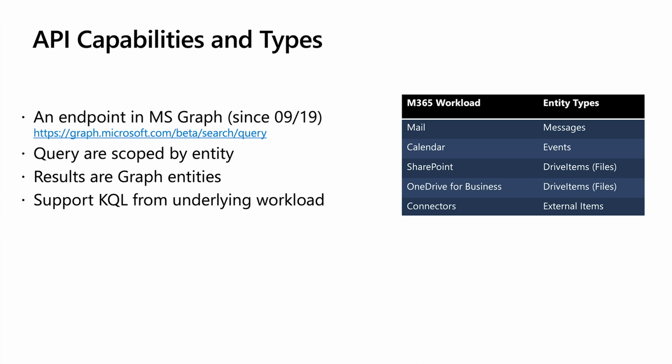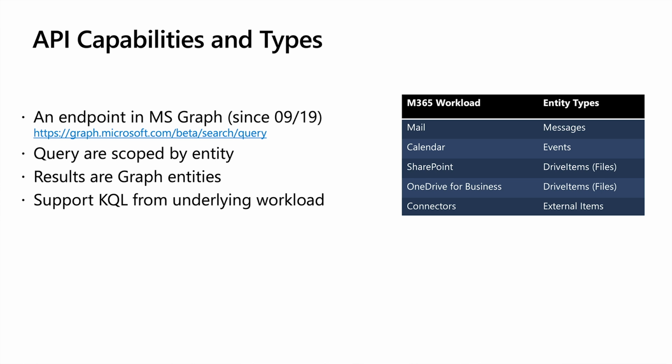The query is scoped to entities. As we've seen in the previous example, when you make a query, you define which are the entities you need. So we support message, email, calendar events, and SharePoint drive items, which are the representation of file in SharePoint and OneDrive, as well as external items, which is the representation of an item ingested via the connectors platform. The results in the search result are graph entities, as we've seen in the previous example. We've been trying to hydrate; we don't return just a bunch of properties. No, we return something that looks like a graph entity.